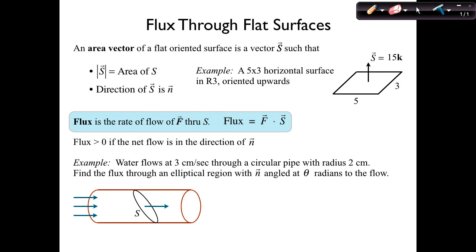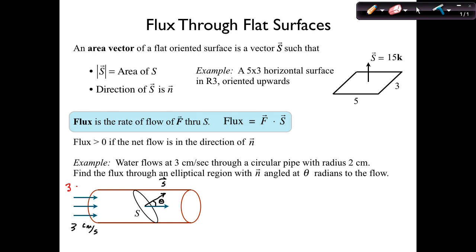Okay, so here's an example. Water flows at 3 centimeters per second through a circular pipe with a radius of 2. Find the flux through the elliptical region, which is angled at theta radians to the flow. So we got 3 centimeters per second here. And then here's my S vector, and that's angled at theta to the direction of flow.